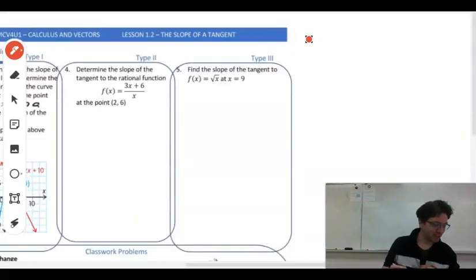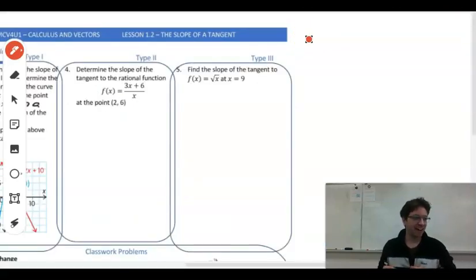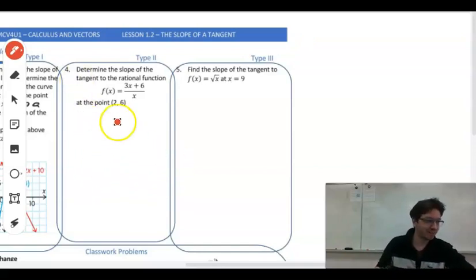So the next example, same thing. We're going to analyze a different function and find out what the slope of the tangent is at that function by using this difference quotient, by taking the limit. So let's do this example over here.